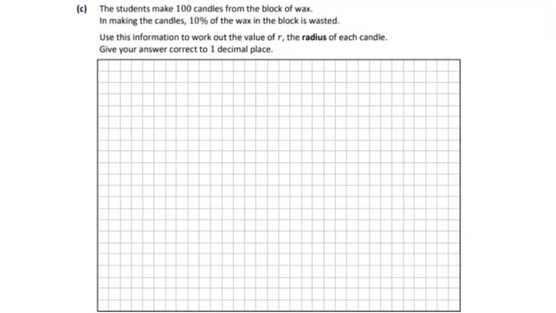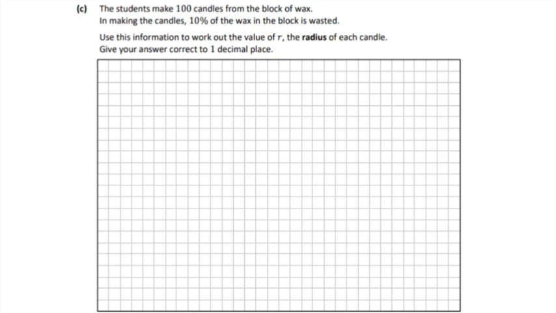And in the final part, we have a conversion. So the block of wax is melted, okay, that's the original volume. We're going to use 90% of that as 10% of the wax is wasted, okay, so we get 90% of the original volume. We're going to equate that to 100 candles, and we're going to solve for the radius. So let's put it all together now.